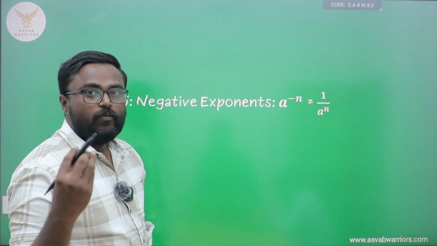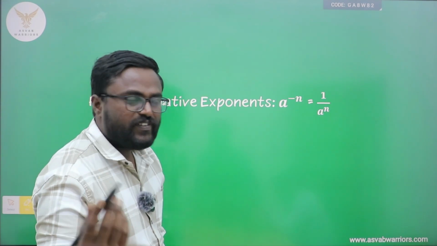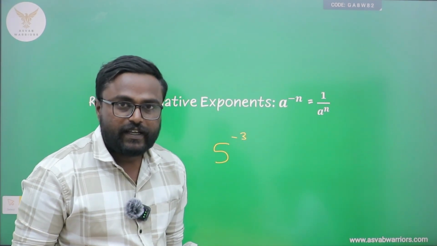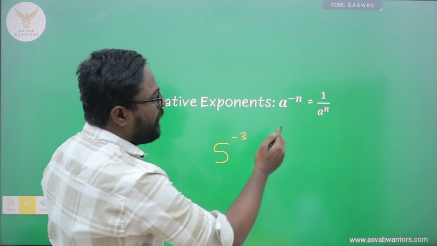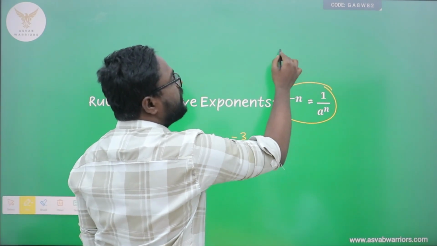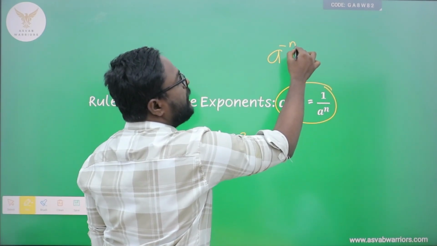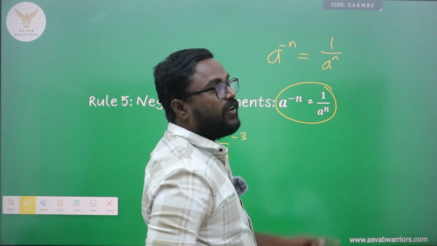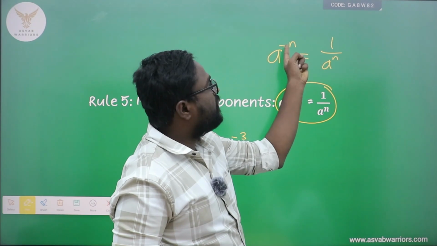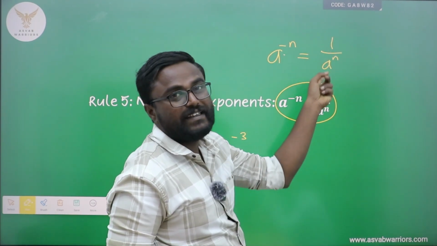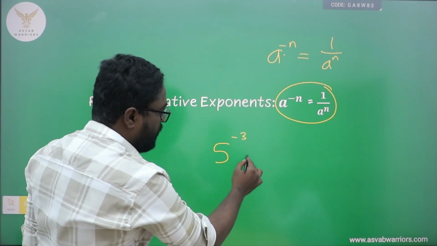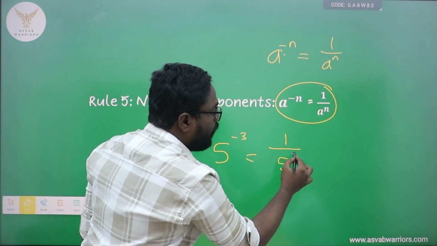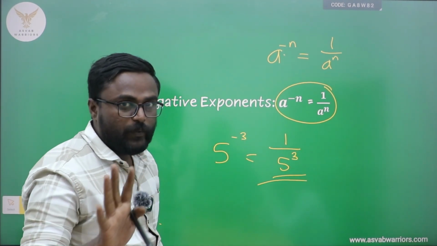More often we face questions like this: what is 5 to the power negative 3? At that time you need to understand this rule, which says a to the power negative n is equal to 1 over a to the power n. We have just changed the negative exponent to positive by taking the reciprocal of it. So 5 to the power negative 3 becomes 1 over 5 to the power 3. I hope you understood it.